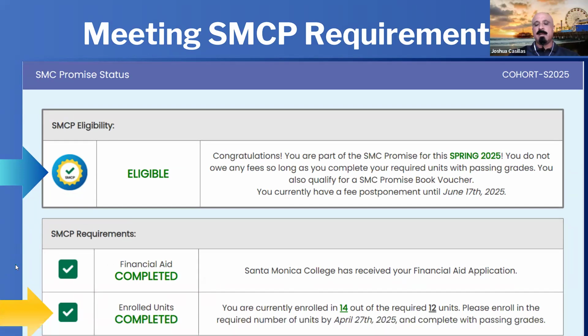The student is meeting the number of units before April 27th. If you go up to the blue arrow, they get the blue badge with the SMC Promise check mark. That means you're officially meeting all the requirements. It says you're officially part of the SMC Promise.